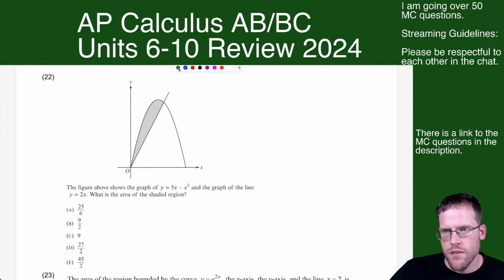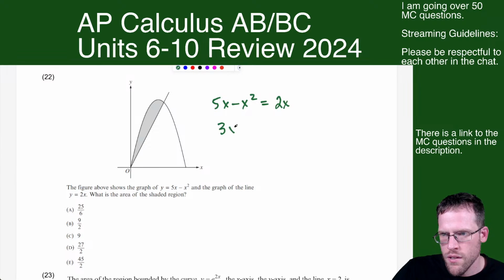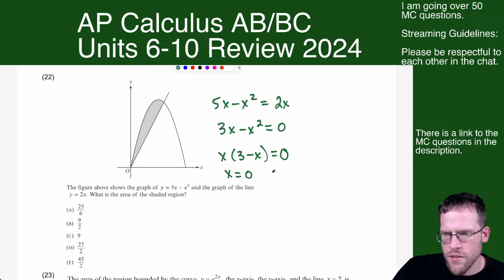All right, so let's see. We're almost at the halfway point. If I set these equations equal to each other, 5x minus x squared is this parabola, and the line is 2x. You can subtract 2x on both sides and take out an x. This is going to tell you that the graphs intersect at 0 and 3. So this is at 0, and this is over here at 3.